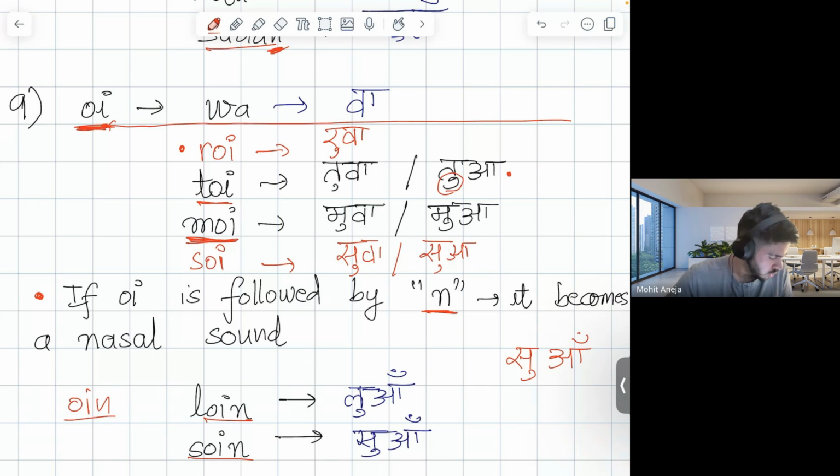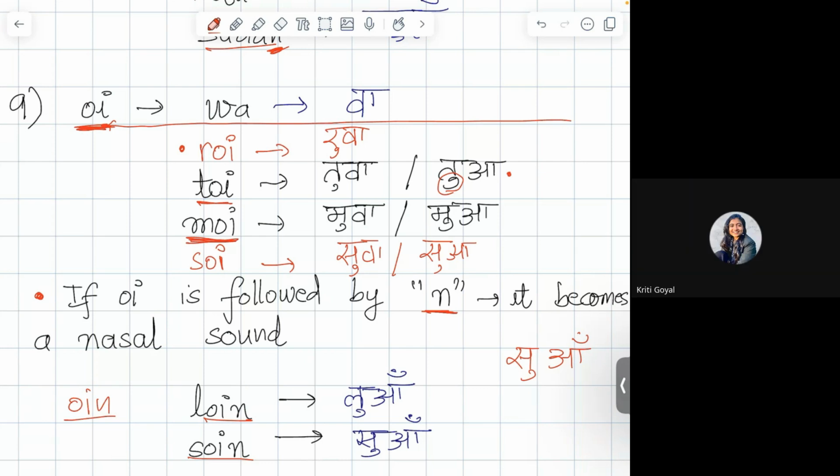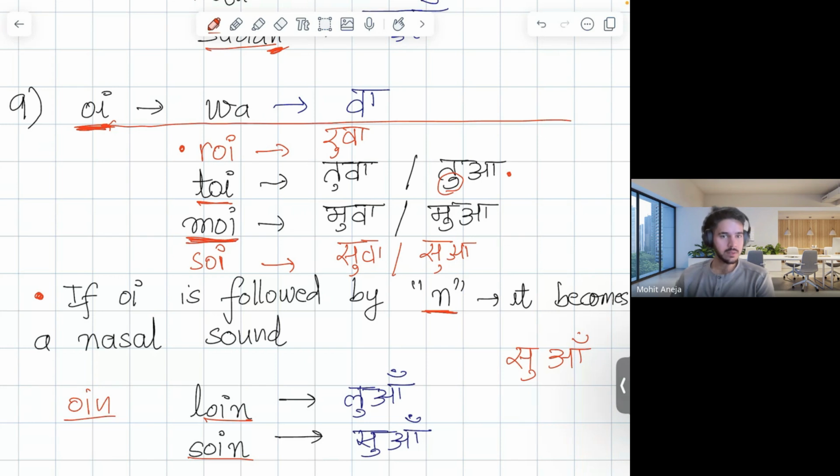All right. So we have an addition to this rule. Any doubts? Yes. Can I just explain what my understanding is? Yes, please go ahead. That when there is O and I, it will become the wa sound. Yeah. So we don't say the W very strongly, but it is pronounced as wa. The W sound is not very, very strong, is what I would say as a rule. Moi. Although you hear mu, it sort of has a wa sound at the end as well.